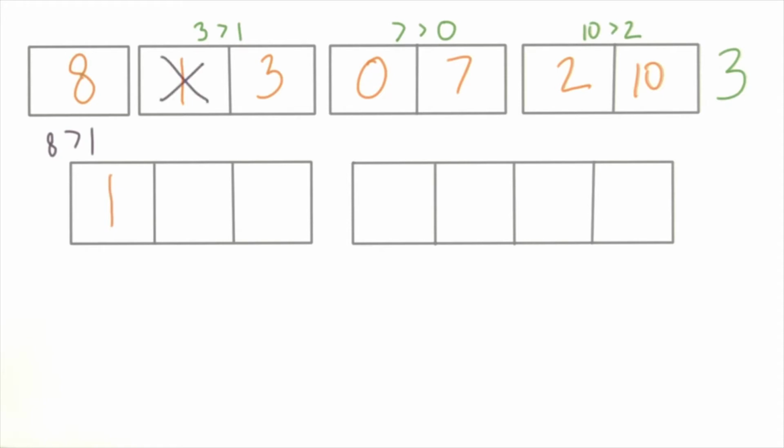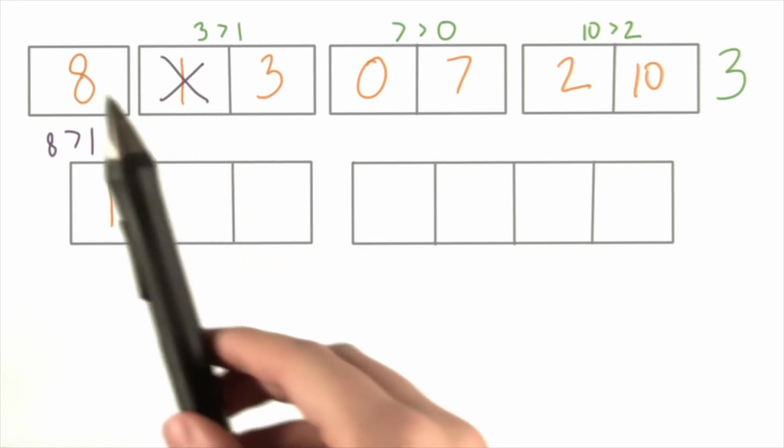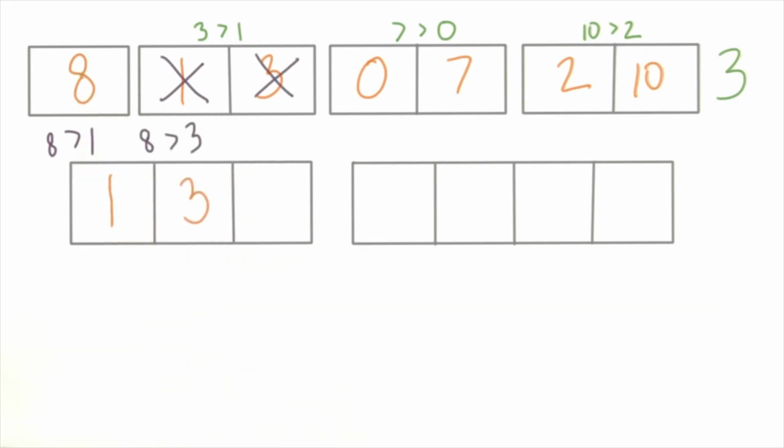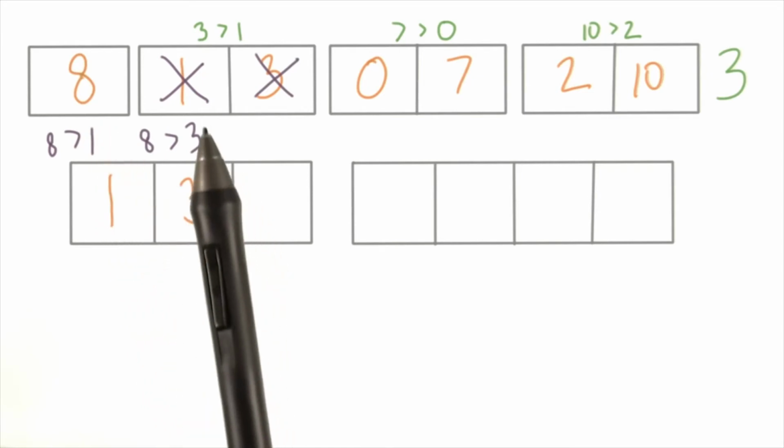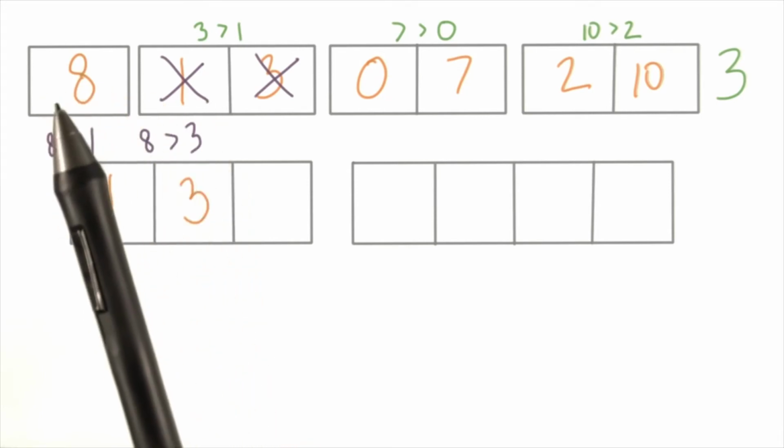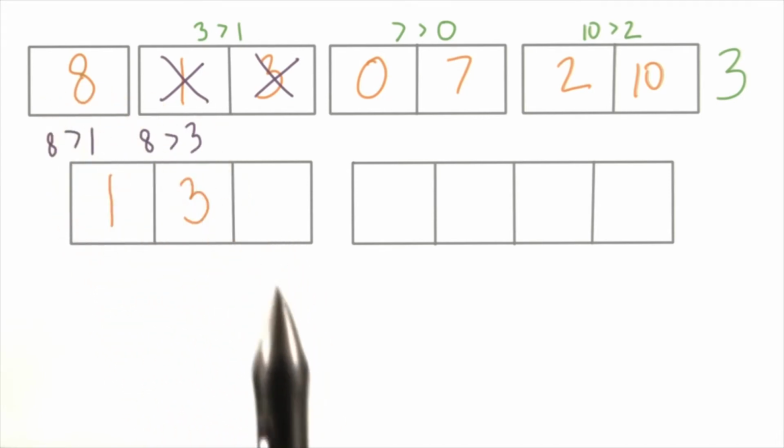Now we can move on to the next element in this array and compare it with this one. Since 3 is smaller than 8, we'll put 3 in this box. Now that we're done with this array, we can just take anything that's left in the other one and tack it on the end here. Great, let's move on to building this array.